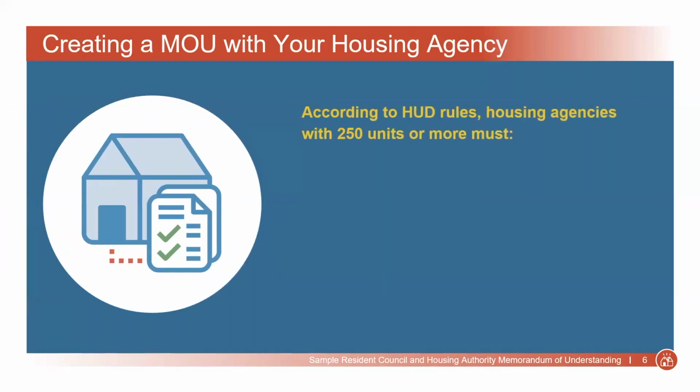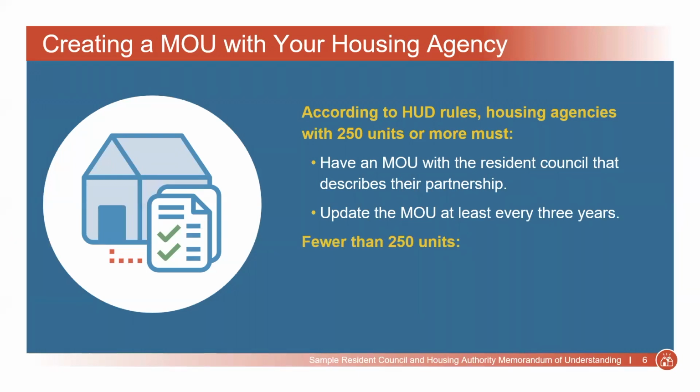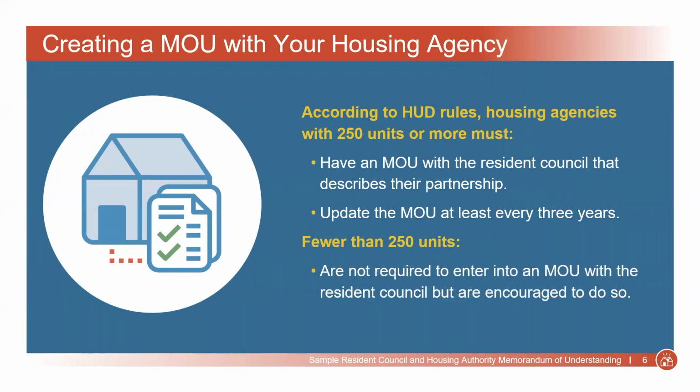According to HUD rules, housing agencies with 250 units or more must have a memorandum of understanding with a duly elected resident council that describes the partnership. This MOU must be updated at least every 3 years. Housing agencies with fewer than 250 units are not required by HUD regulations to enter into an MOU with the resident council. However, a housing agency resident council MOU is a best practice, and all PHAs are always encouraged to negotiate MOUs with the resident councils.